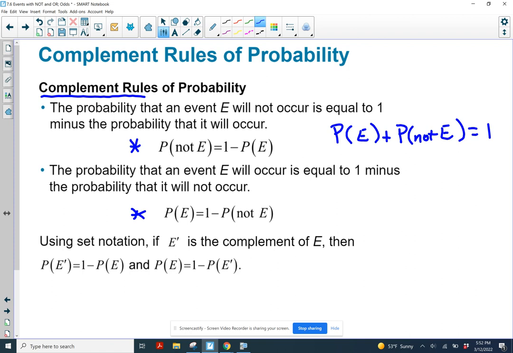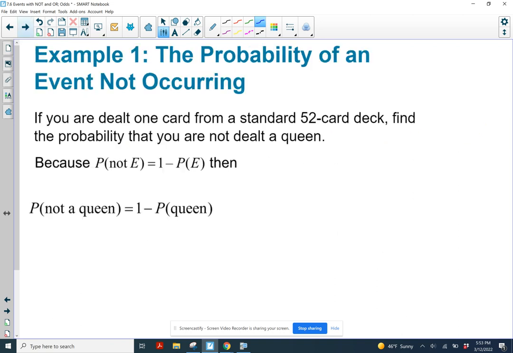Okay, we're going to talk about using set notation. So the complement of E is called not E. When we write E with the little prime notation, it looks like an apostrophe, that is not E. So that's an abbreviation, which means the same thing as not E. So the probability of not E is 1 minus the probability of E. The probability of E is 1 minus the probability of not E. So just a little different notation that we can use for probability.